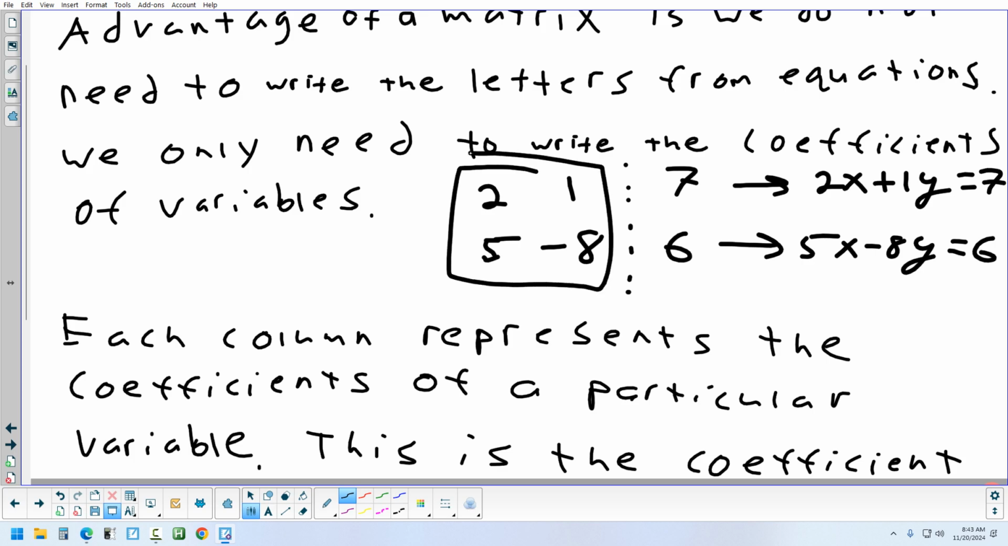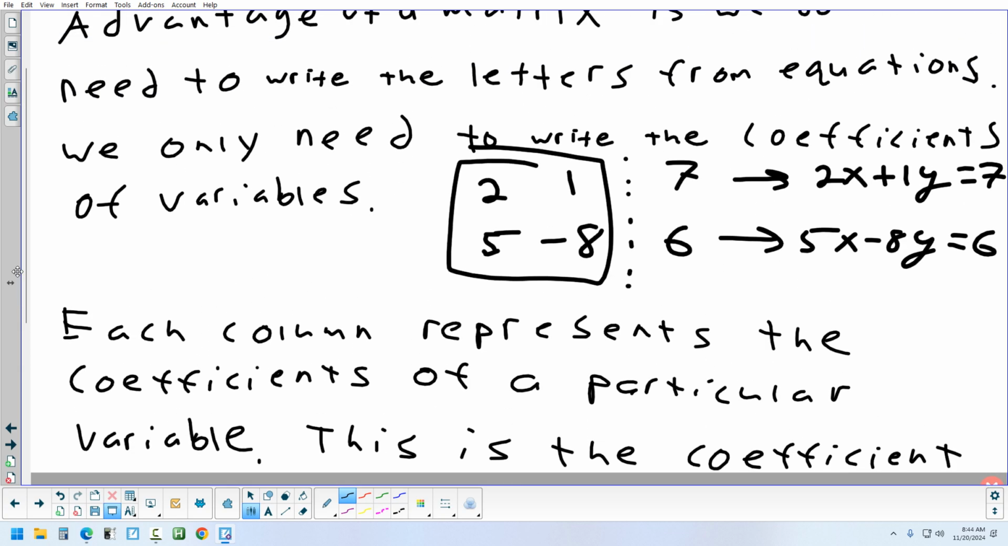Now, if you extend this to have 3 rows and 3 columns, then the first column would still be the x's. The second column would still be the y's. But what do you think the third column would be? It would be the z's, and then you'd have another column, and that would represent what goes on the other side of the equation. So just think of a matrix as a short way of writing down an equation without the equal sign and without any of the letters in the problem.